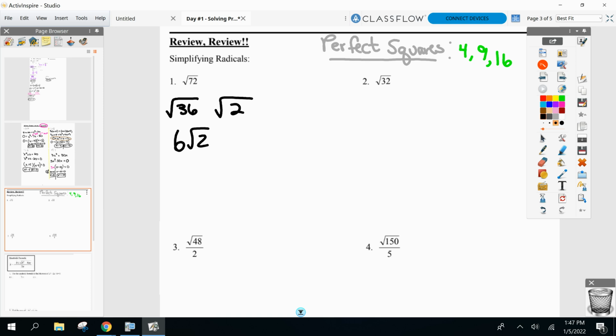Radical 32. Here you go. Let's break it down. Some of you are going to get happy. Oh, 4 does. 4 does. Got to keep checking because 4 might not be the biggest one. And if I'm saying that, it probably isn't. Biggest one? 16. 16 times 2. So square root of 32 broken down is going to be 4 square root of 2.